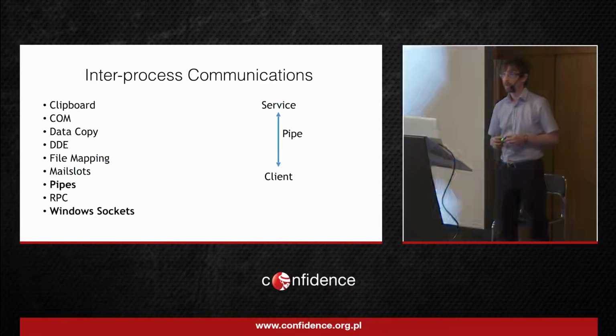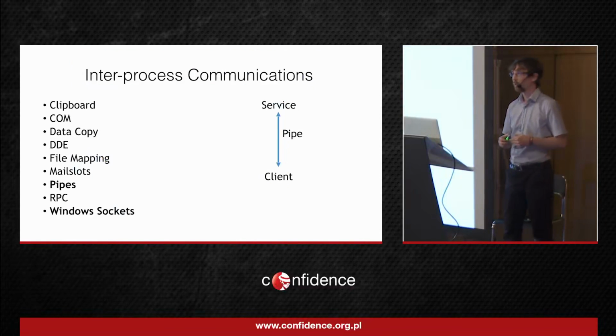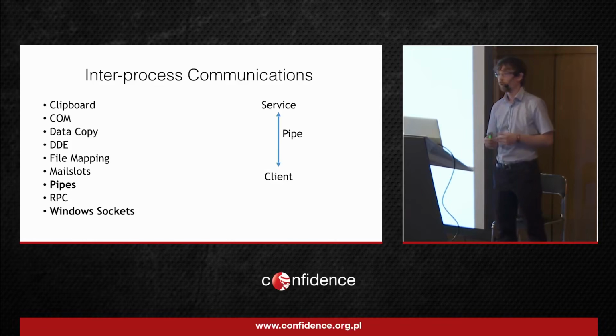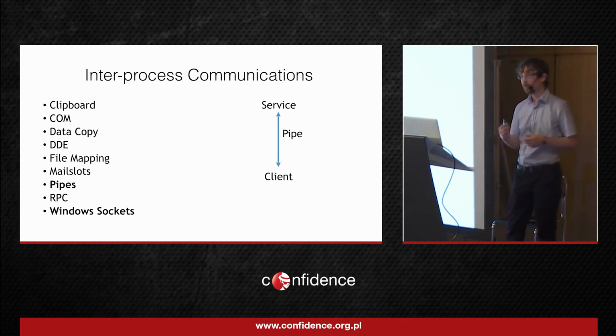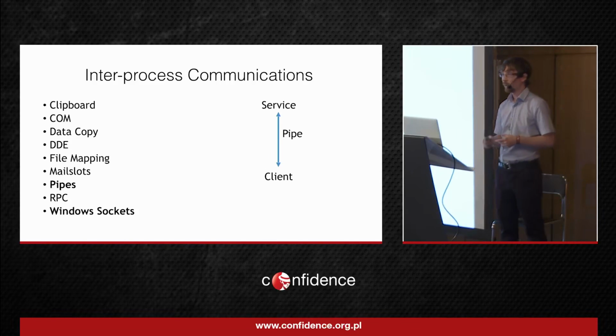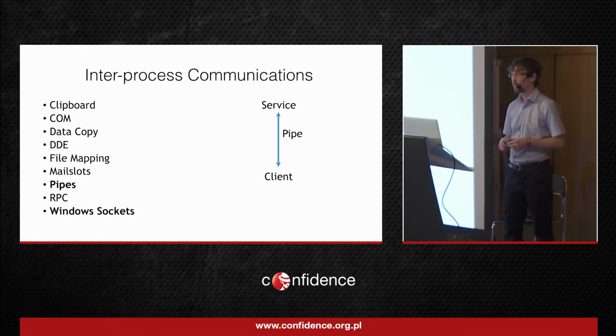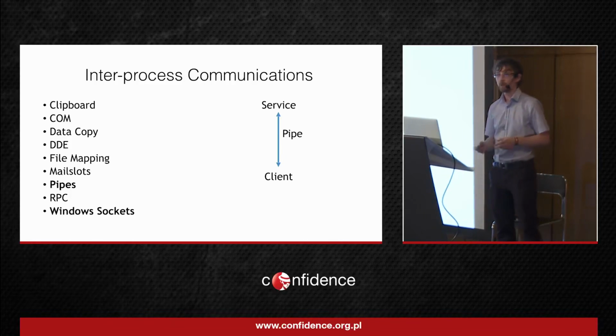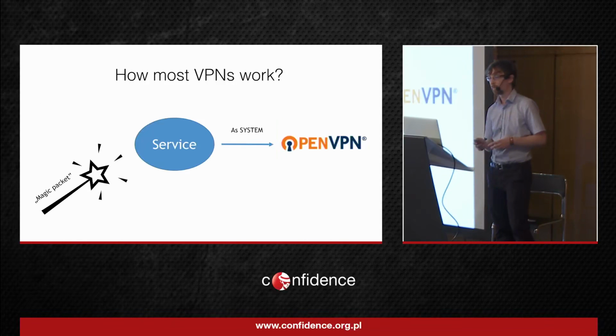As I said before, services do not have a graphical interface, so we need to somehow communicate with the service. On Windows, there are several methods of inter-process communication. Today, I will be speaking mostly about pipes and sockets, because they are the most important. So it's time for examples.